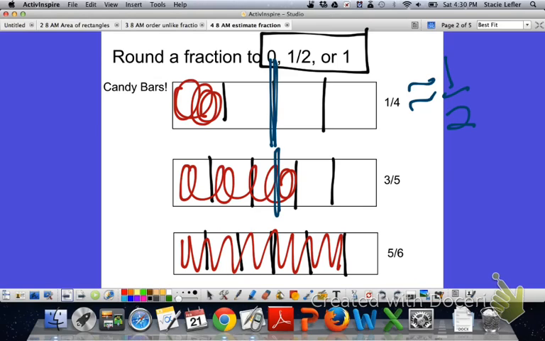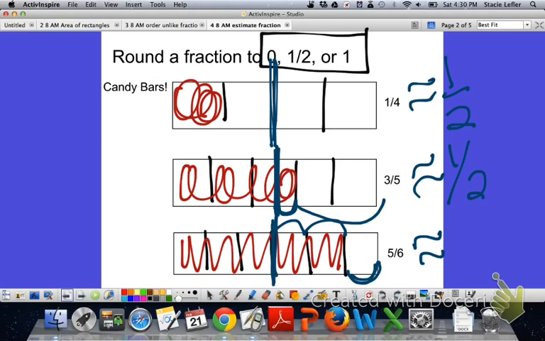3/5, here's half, so that is definitely closer to the halfway mark than it is to the total candy bar. So we would round that to about half. And then 5/6, here's half. This would be 2 pieces past half, or we could just say it's 1 piece closest to a total, so this would round to about 1.